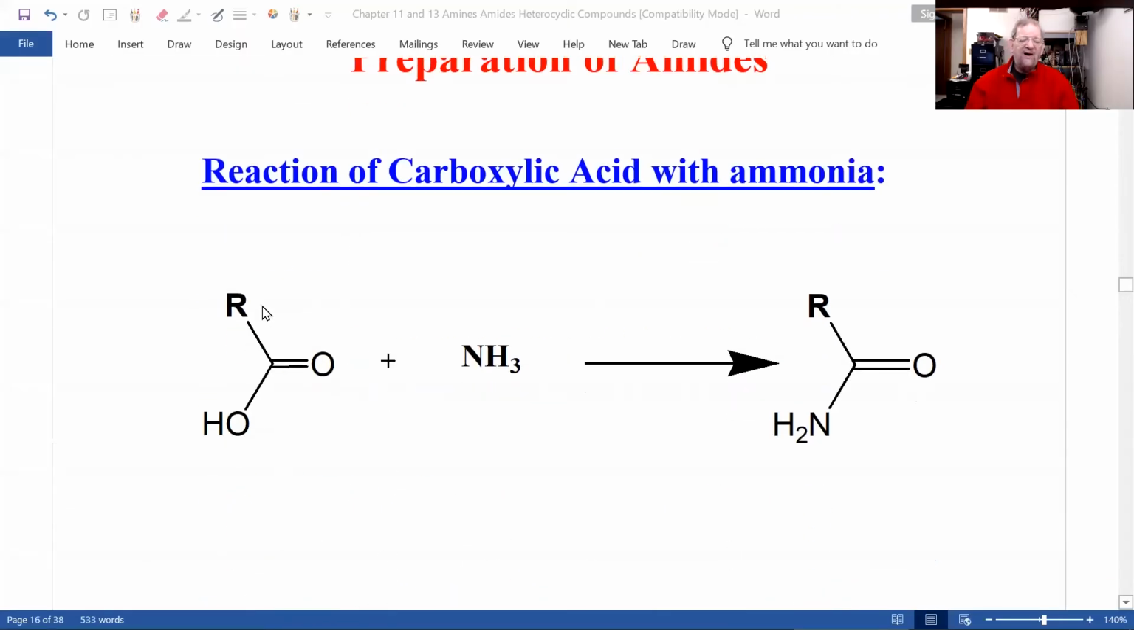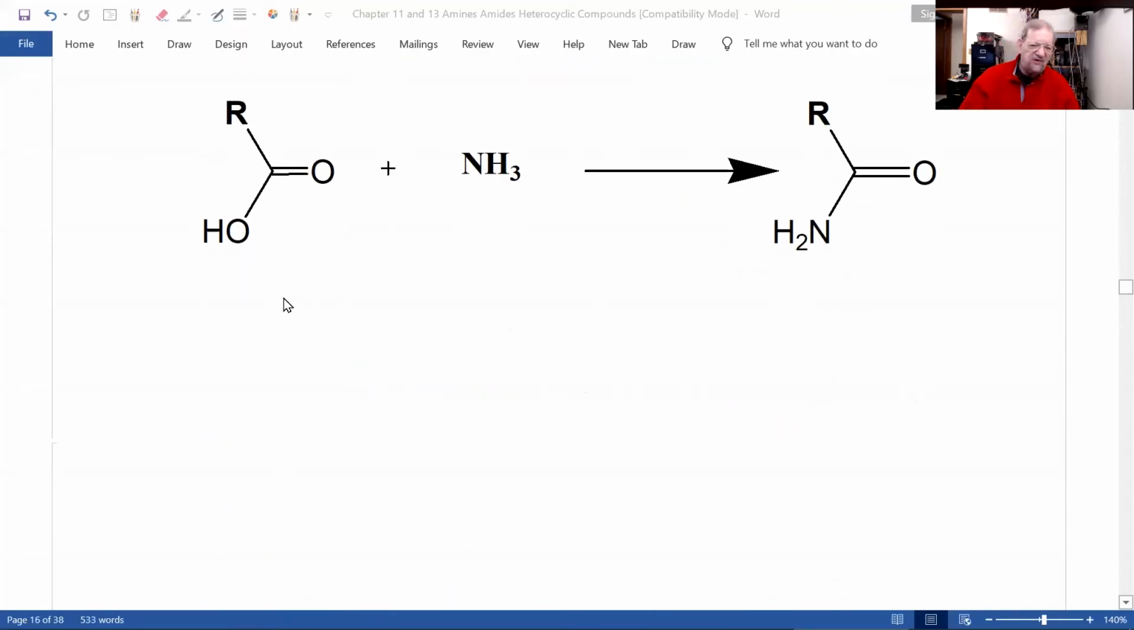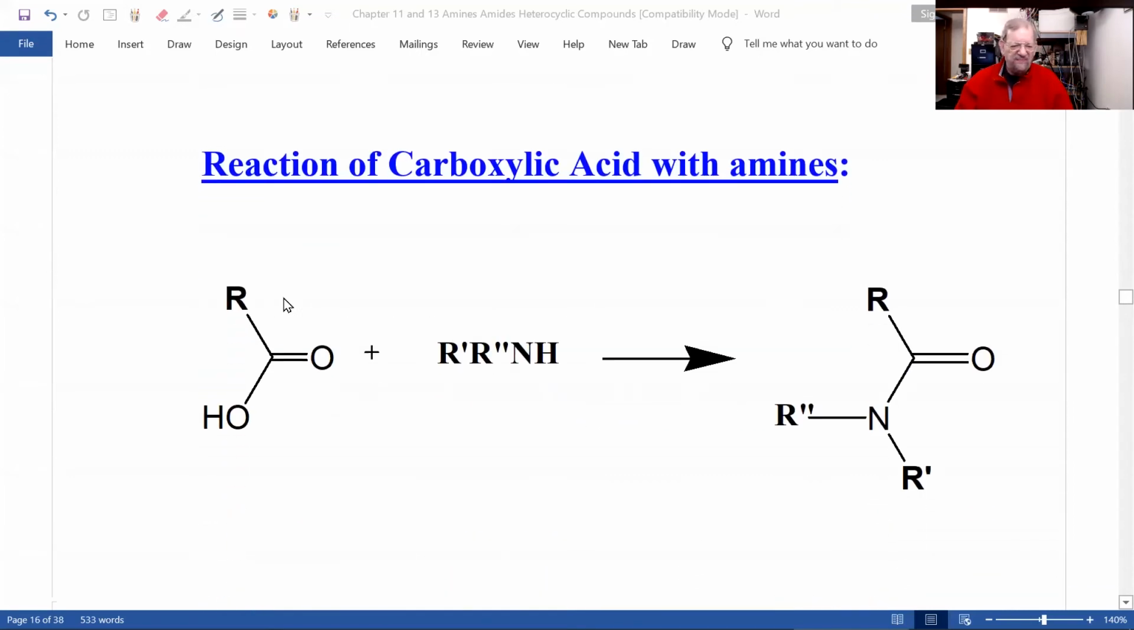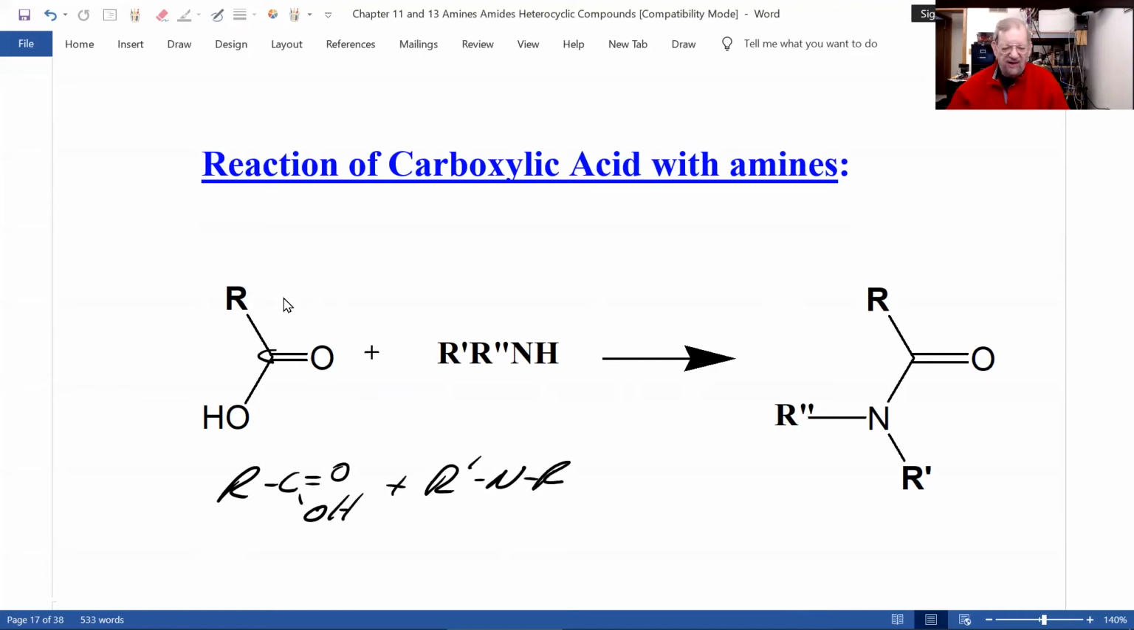All right, let's skip this slide. You'll see why. Let's go to the next slide. How do you make an amide? You take a carboxylic acid, and an amide is a derivative, something made from a carboxylic acid, and react it with this molecule. Now, let me talk about this molecule and why I skipped the slide before.